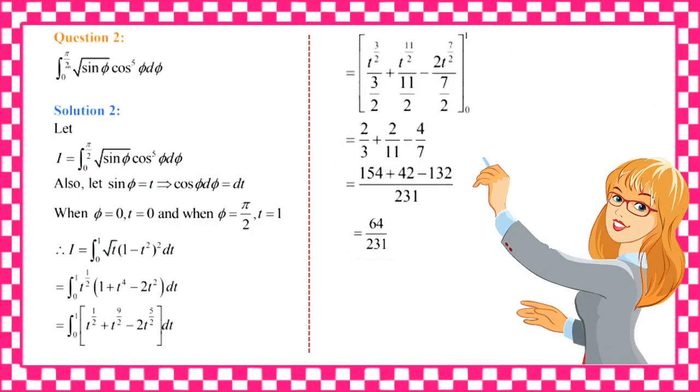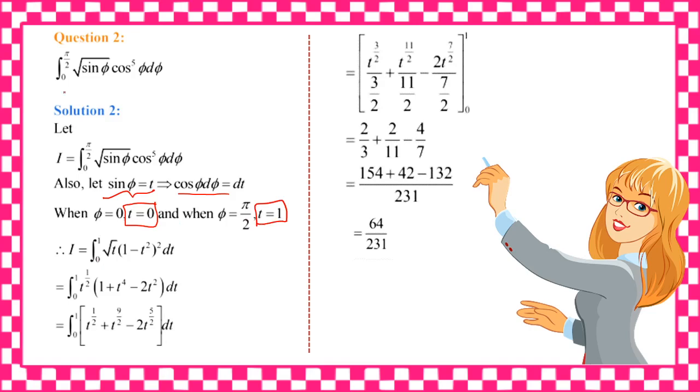Question number 2. 0 to pi by 2, under root sine phi, cos raised to the power 5 phi d phi. Here we are assuming sine phi equal to t, so cos phi d phi equal to dt, right? And now it's time to change the limits. When phi is 0, sine 0 is 0, it means t is also 0. And when phi is pi by 2, sine 90 is 1, so t is 1. So new limits are 0 to 1.